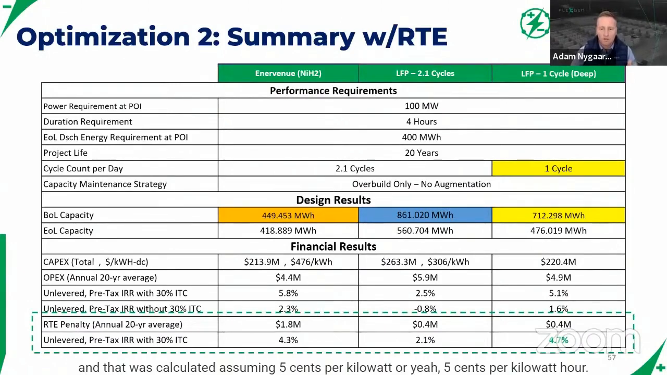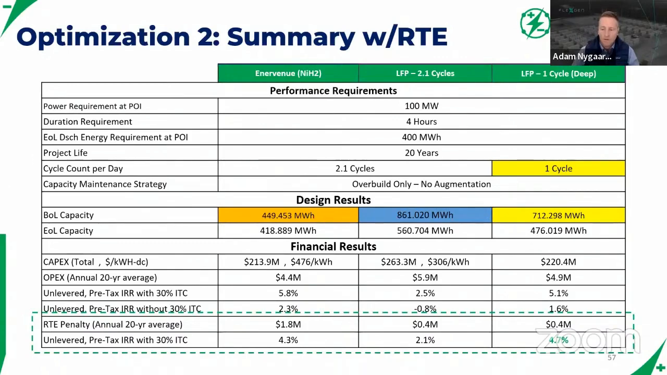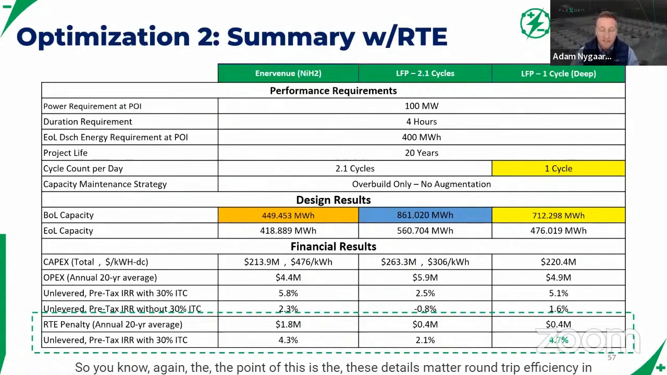That was calculated assuming 5 cents per kilowatt hour multiplied by that efficiency difference, and then per day, per year, et cetera. Again, assuming a 5 cent retail rate that this project would pay as a penalty. Now that dynamic changes. Because of the better round trip efficiency of the lithium product, you can see the investment returns would point you to really the initial deep discharge example shown. So again, the point of this is these details matter. Round trip efficiency, in this case just comparing two different technologies, needs to be considered when you're pulling together economics and making these decisions up front.